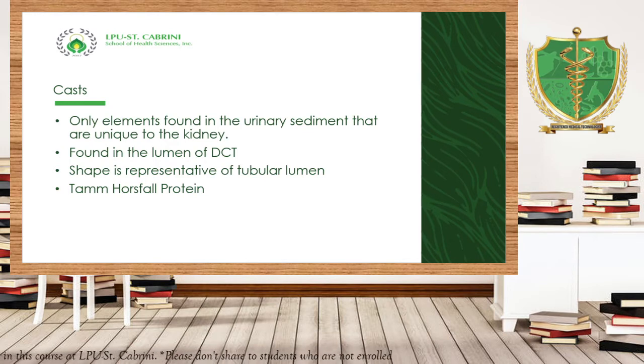Okay? Remember, guys, that the matrix, or the backbone, of cast is what we call Tamm-Horsfall protein, formerly known as uromodulin. That is found in the lumen of the distal convoluted tubule. So when we have cast, there is a problem in the distal convoluted tubule. What problem? There is damage. What happens when there is damage? Reabsorption is impaired.